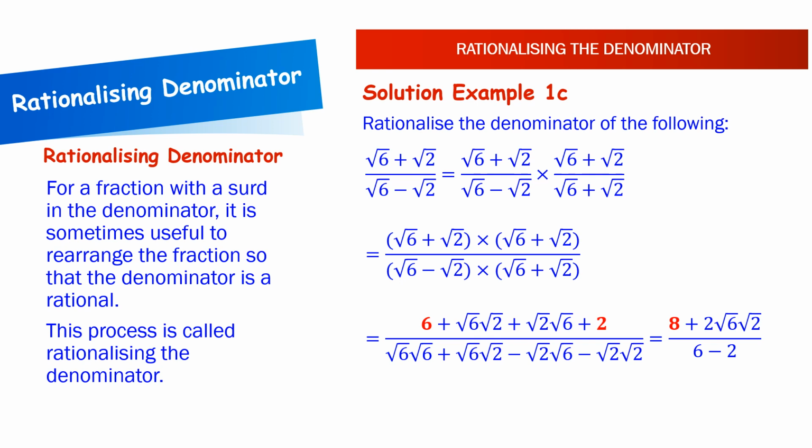to give us in the numerator 8 plus 2 root 6 root 2, divided by, and in the denominator we have 6 minus 2. And of course root 6 root 2 cancels with minus root 2 root 6.